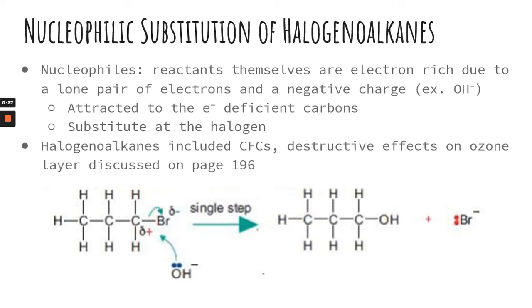Nucleophiles are reactants that are electron rich due to a lone pair of electrons and a negative charge, and hydroxide is really the only one that you should probably be concerned about. They're attracted to the electron deficient carbon, and so you have the hydroxide that's going to come in here and replace the bromine. So this is like a substitution reaction of the halogen.